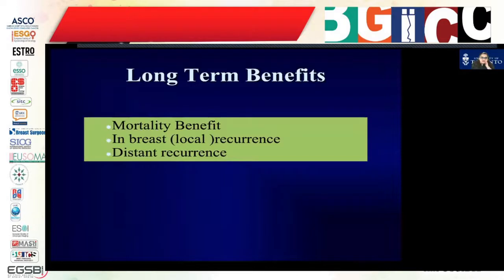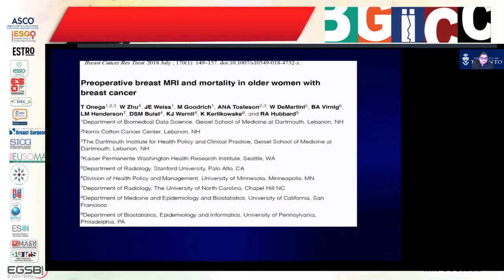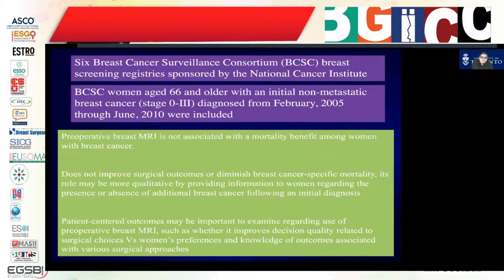What about long-term benefit? Is there a mortality benefit? Is there lowering of in-breast recurrence, or is there a difference in distant recurrence? Again, there were multiple studies that looked at this, and basically there was no difference. This was the Breast Cancer Surveillance Consortium. There were multiple patients engaged in this, and basically they showed that it is not associated with a mortality benefit, does not improve surgical outcomes, or diminish breast cancer specific mortality.